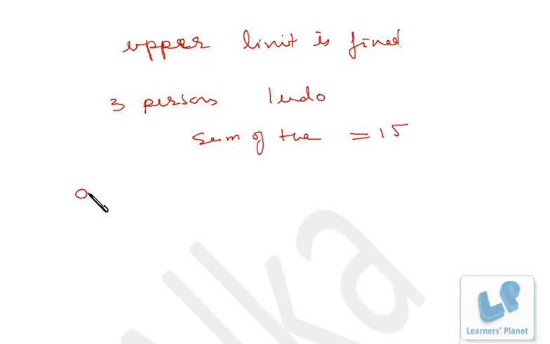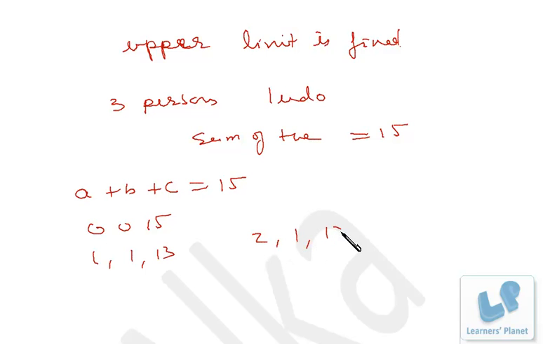Now I suppose A for the first person, B for the second person, and C for the third person, right? So A plus B plus C should be 15. Now you must be knowing, directly it is not written that there is an upper limit, but you know that on a dice only 6 numbers are there, right? The minimum number of dots is 1 and the maximum is 6. So if we take all the cases, 0, 0, 15 will also be there, 1, 1, 13 will also be there, 2, 1, 12 will also be there. But none of the dice can get 12, 15 or 13, right?